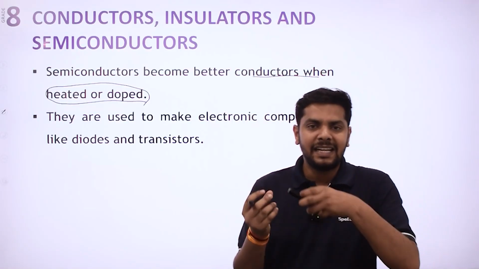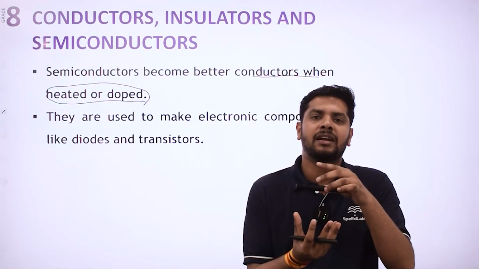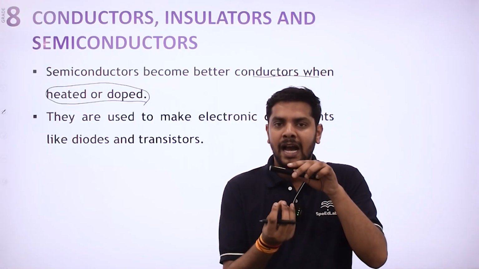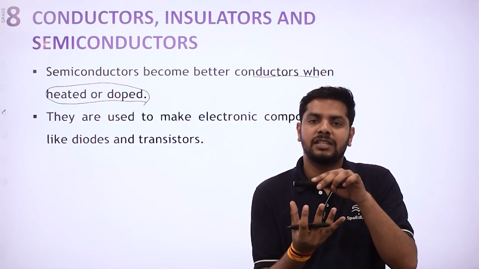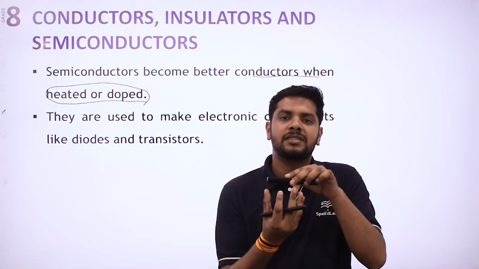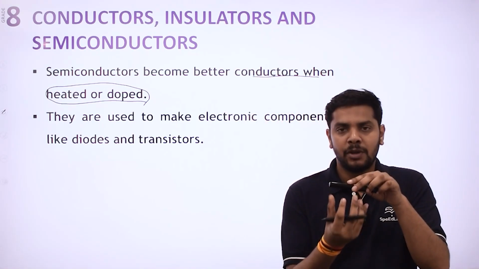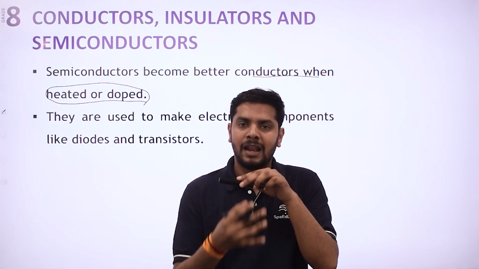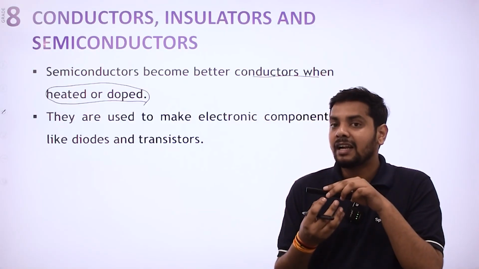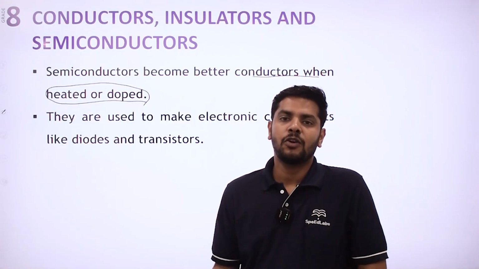Let's suppose I am heating a semiconductor. What am I providing it? I am providing it thermal energy. The electrons present will get some thermal energy, and because of that they will start to move more rapidly. The conductivity increases because more electrons are flowing.